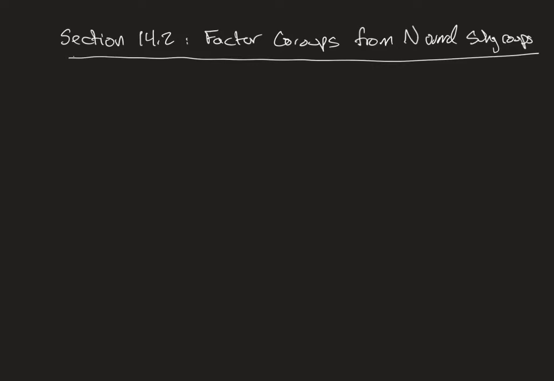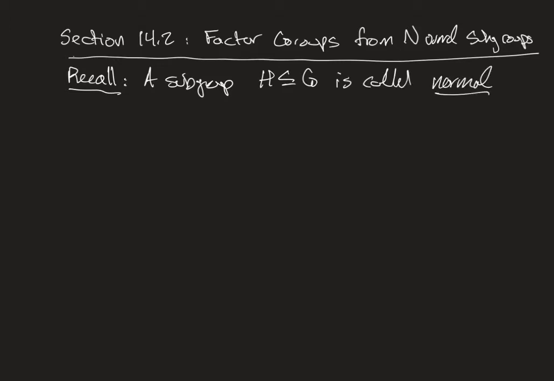So this section is about factor groups from normal subgroups, which is a different way to get at factor groups using just the normal subgroup property that we defined last section. So let's recall what it means to be a normal subgroup. A subgroup H of a group G is called normal if the left coset containing a is equal to the right coset containing a for all a in G.